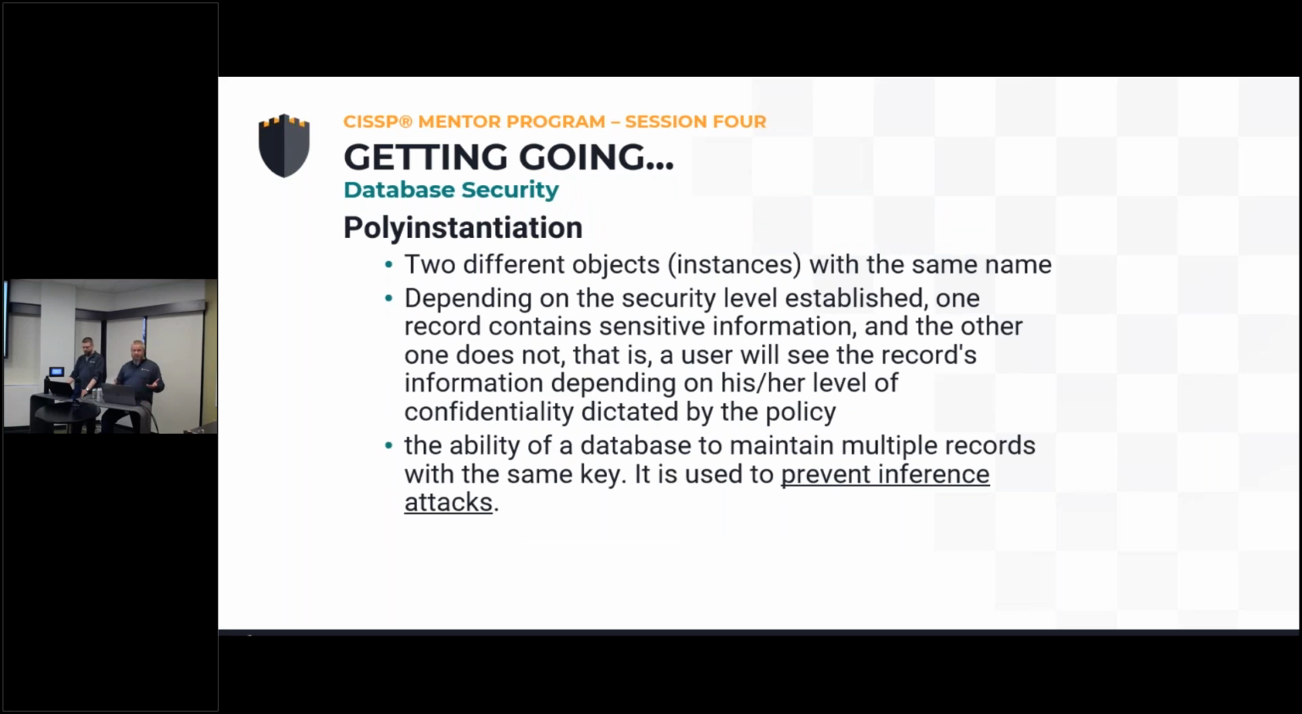Polyinstantiation, so multiple instances. Take the two words, poly and instance. This is in reference to databases. Polyinstantiation would essentially make multiple copies or versions of the database that are connected with each other. The purpose for doing that is that we don't want to have an inference attack. An inference attack would be where I interrogate the object, the database, for specific information, and I don't have access to the information that I really want, but I have access to information around it or about it, so I can infer the information that I want from what I was able to gather with my access. That's an inference attack. So two different objects with the same name would be polyinstantiation. Make sense?